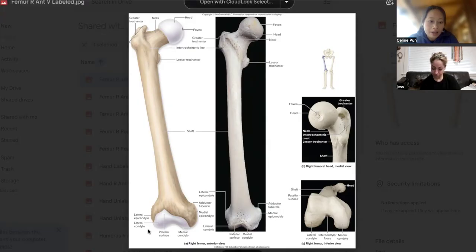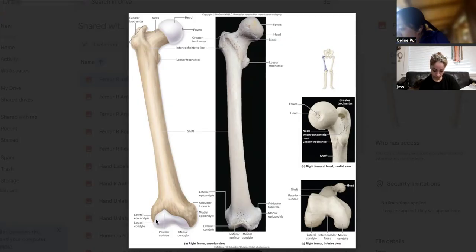Okay. And then on the bottom, this is all about relativity as well. So it makes it easier because you're always going to have a lateral and a medial. So there's the lateral epicondyle, and condyle means knuckle, while epi means above, so epicondyle means above the knuckle. So there's the lateral epicondyle, which is above the knuckle, and then there's the lateral condyle, which is the knuckle. And then on the other side, there's the medial epicondyle and the medial condyle. So it's the knuckle and then above the knuckle.